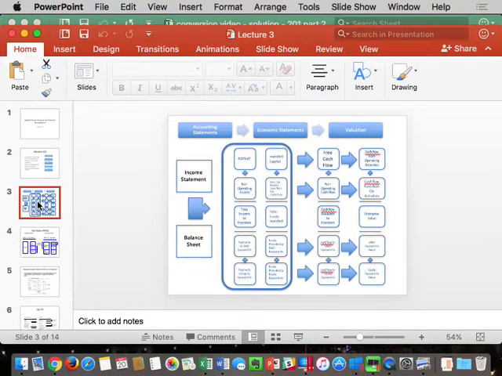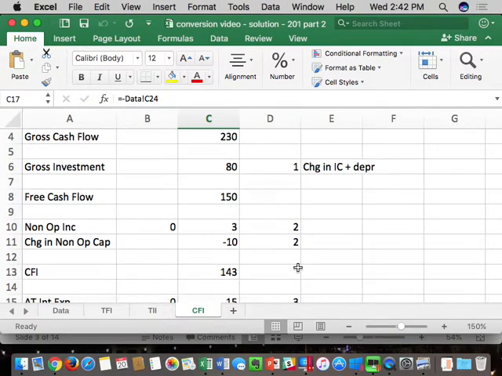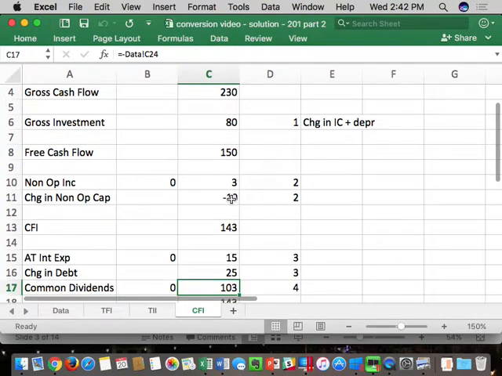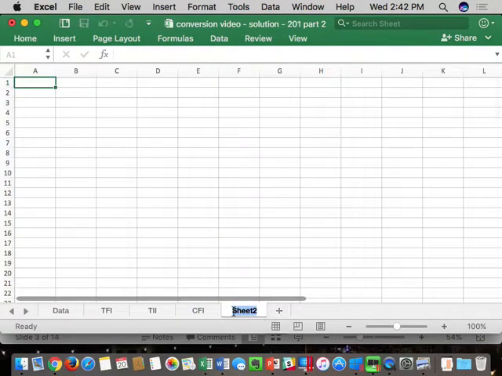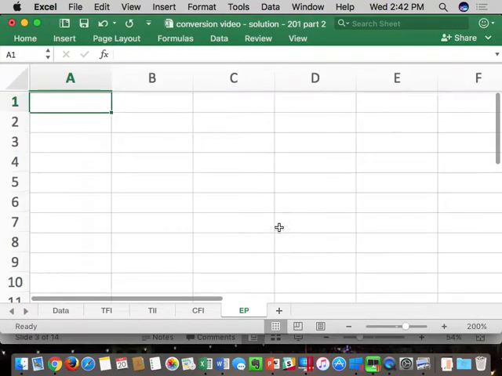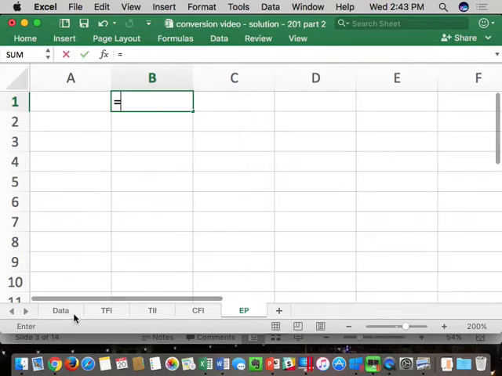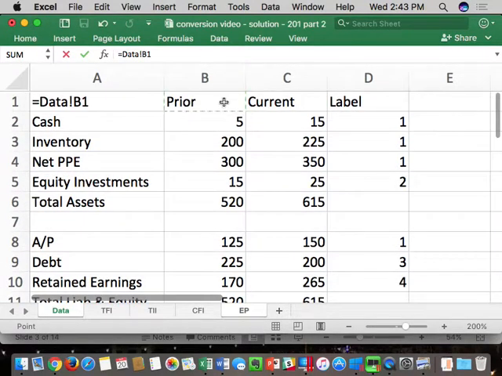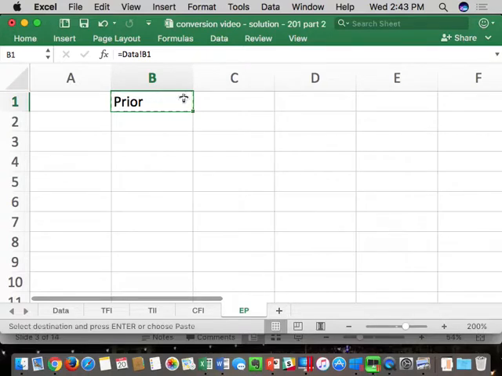So let's talk about the statement of economic profit, which will also be our calculation of ROIC. So here's the thing. We're going to go back to Excel, and we're going to pick up where we left off in the last file. So we're going to add a new worksheet tab, and we're going to call this economic profit, or EP for short. And I'll make it a little bit bigger so it's easier to see. And same relative references as on the other tabs for the years: 3 years, prior, current, and label.